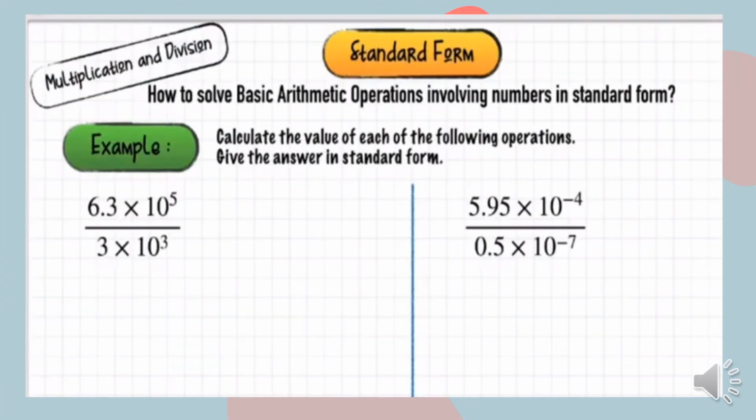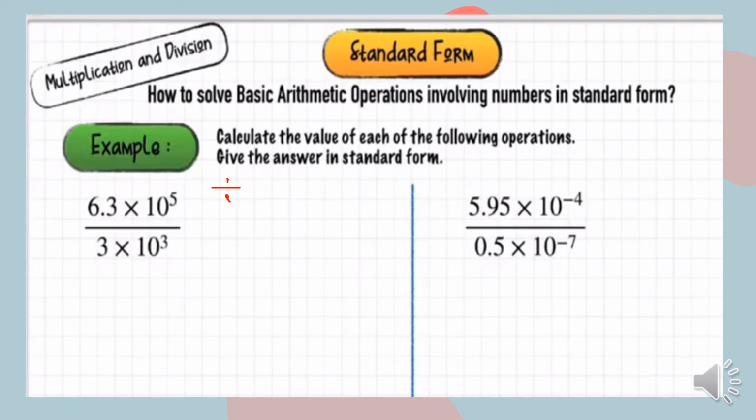The same thing happens for division. You could either use the division symbol or we can just use per. It doesn't really matter because it means the same thing. So 6.3 times 10 to the power of 5 divided by 3 times 10 to the power of 3. How are we going to do it? Did you get the idea?